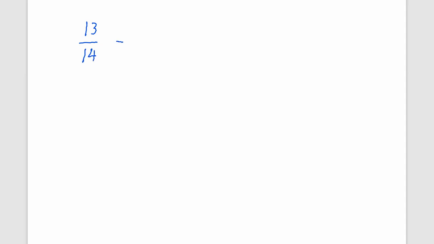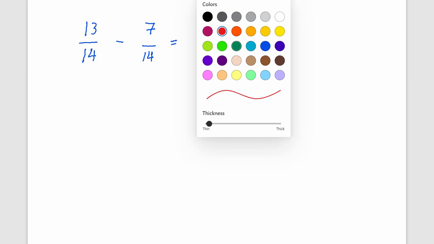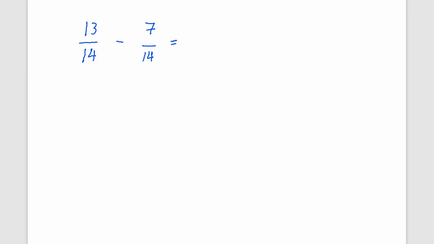13/14 minus 7/14. And to subtract these, I will do the same as I did before. I will write the 14 as it is and just subtract 13 minus 7. So it will be 6.